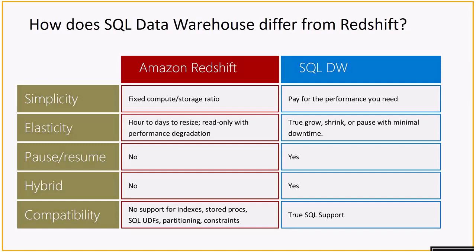It provides true SQL support. Amazon Redshift has capabilities for only some of the primary SQL features, such as indexing and stored procedures, whereas with SQL Data Warehouse you can utilize native relational database features, such as creating stored procedures or user-defined functions. That's very easily accessible through Data Warehouse.